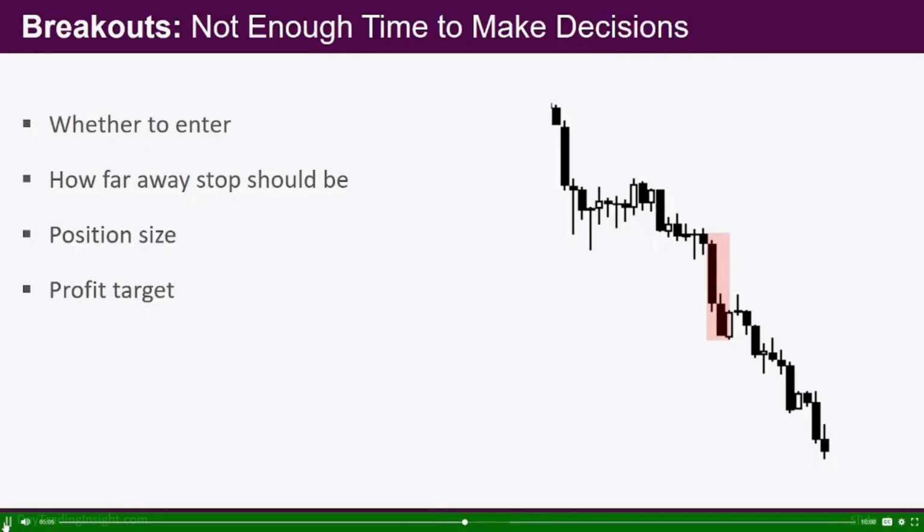I'm going to talk about what to do. You know where the stop has to be, so you have to put the stop there. And you know what position size you have to be trading to make sure that the risk is not greater than on any other trade.